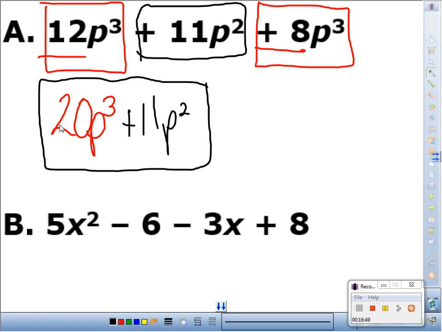Why can I not combine those? Because they need to have the same variable with the exact same exponent. Are we there so far? Yes. Alright. For letter B.